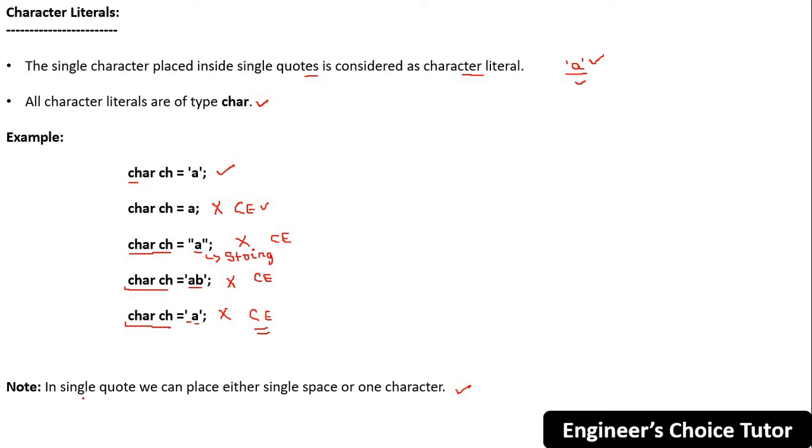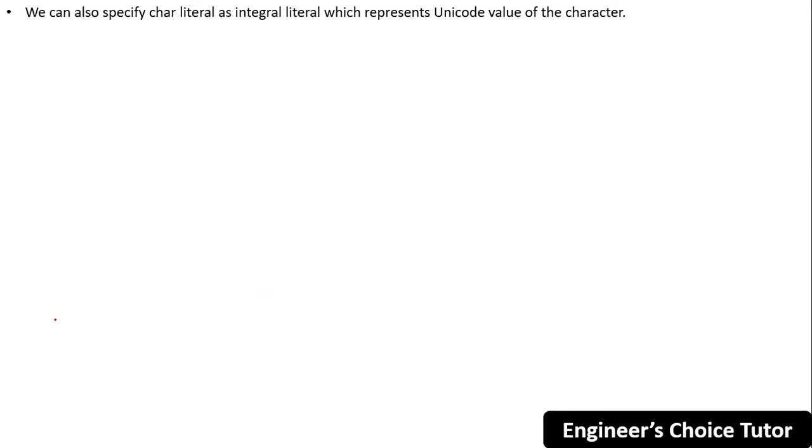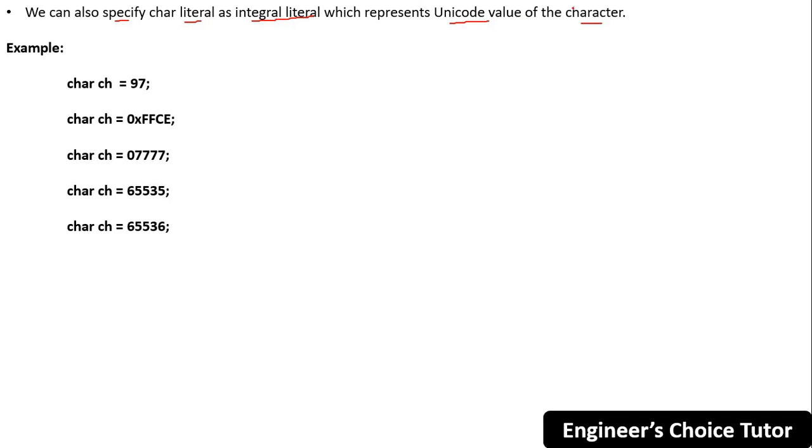Hope this thing is clear to you. In single quotes, we can place either a single space or one character. Remember this point. Next. We can also specify a char literal as an integral literal, which represents the Unicode value of the character. For example, I can write char ch is equal to 97. And if I print this ch, I will get a small a because the small a character's equivalent Unicode is 97. Am I right? Last lecture also we have seen.